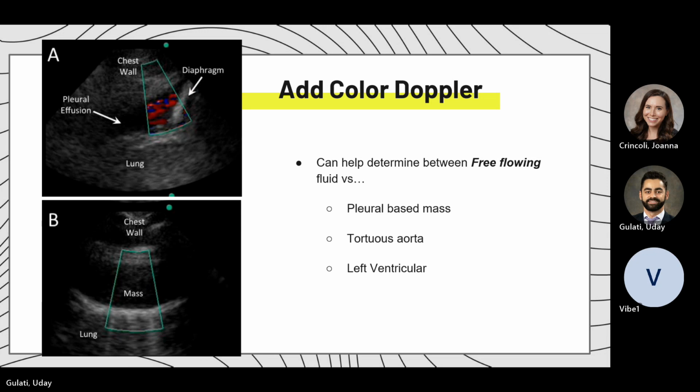And I'm sure you guys have all seen this before. You can even add color Doppler to it. So if you see free-flowing fluid versus stuff within there, like this could be a mass, the bottom one, versus if you see color Doppler, there's probably free-flowing fluid. And make sure that you're not looking at the left ventricle or a very tortuous aorta that's just kind of going around different regions.